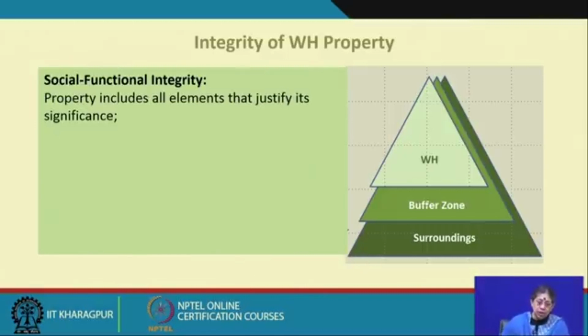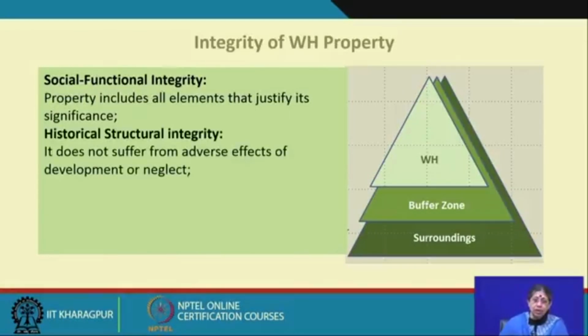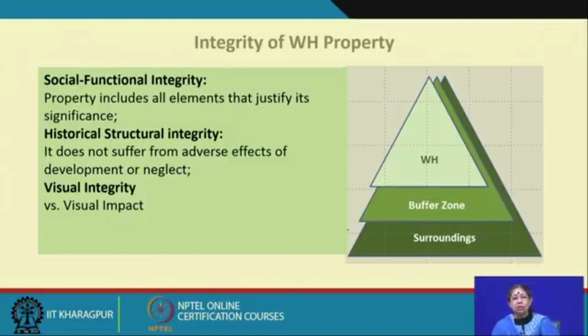There is social and functional integrity, meaning the property includes all elements that justify its significance. Historical structural integrity means it does not suffer from adverse effects of development or neglect. And there is visual integrity, the visual impact. If you remember the Vienna example, it was put under the danger list because the visual integrity of a heritage site was compromised, and that is why it was put under the danger list of World Heritage Sites.